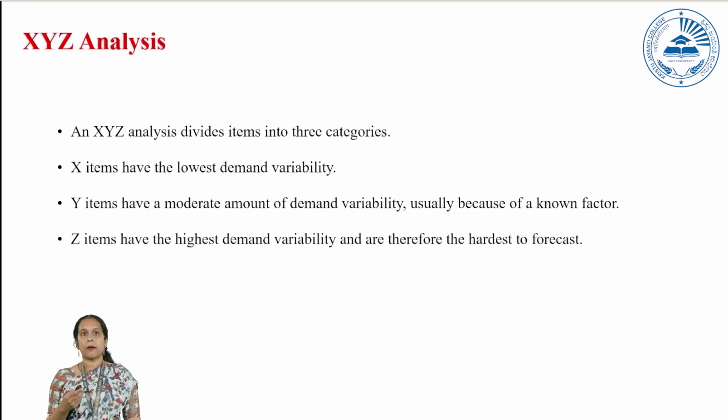Certain companies like Walmart use this analysis. What Walmart does is, bread or milk, which customers always demand, will go with the X items. Certain clothing items will go with the Y items. And some new toys will go with the Z items.